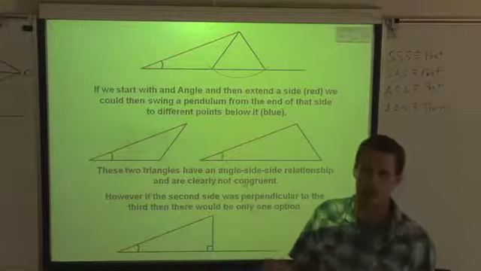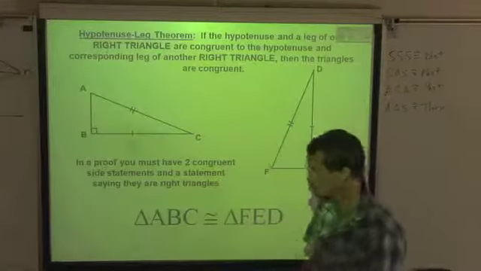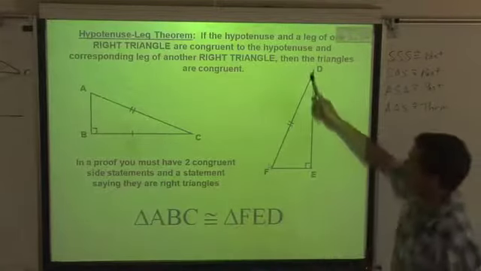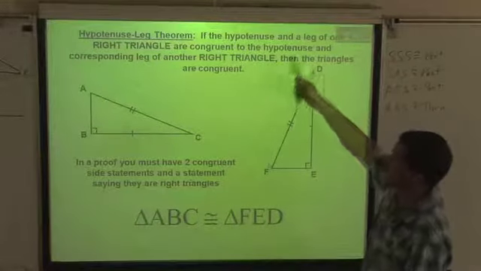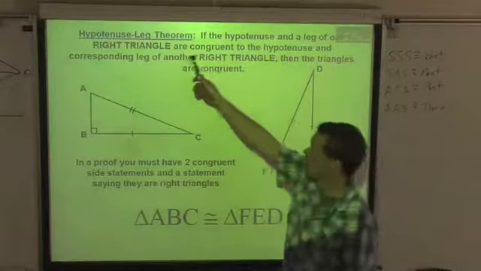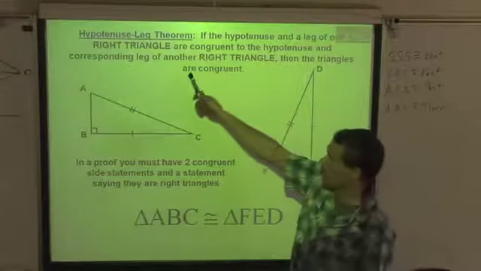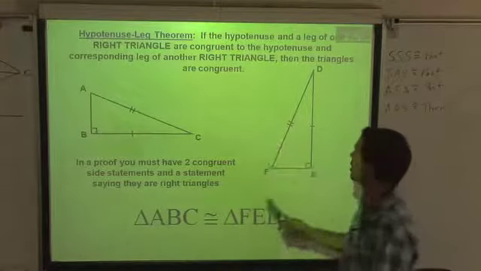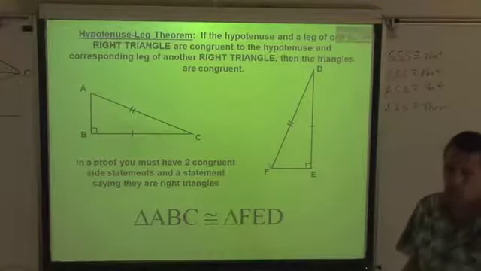This leads to the hypotenuse-leg theorem. It tells us that if the hypotenuse and leg of a right triangle are congruent to the hypotenuse and leg of another right triangle, then the triangles are congruent.